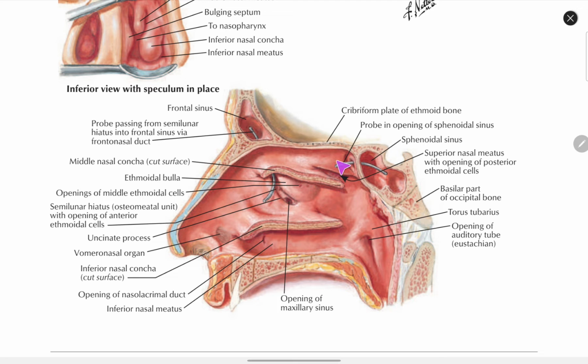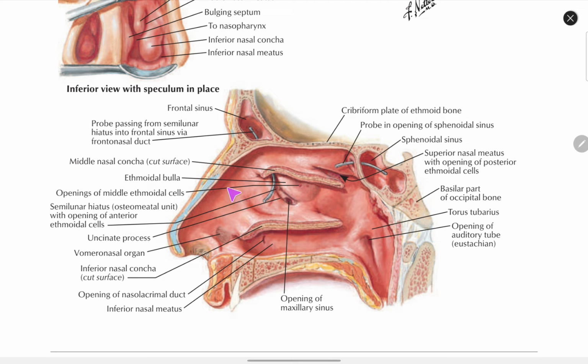So this is the sphenoethmoidal recess. It is a triangular fossa just above the superior concha. It receives the opening of the sphenoidal air sinus. This is the sphenoidal air sinus. Then the atrium of the middle meatus.